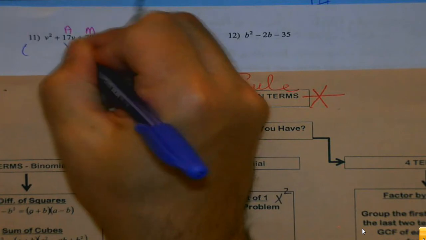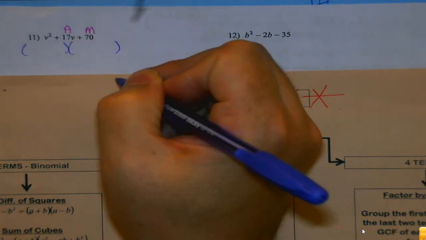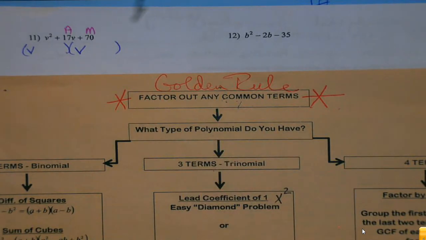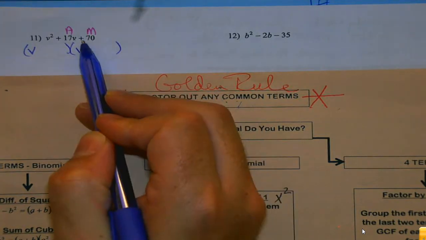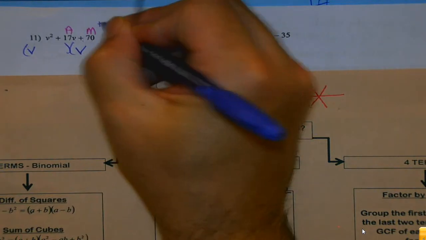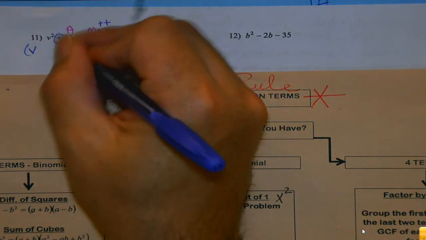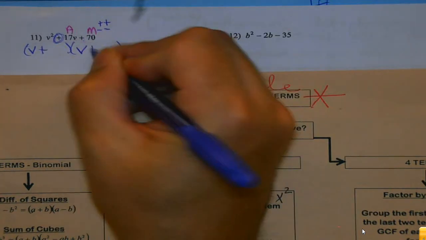So I get my parentheses set. I get my v's in the first slots. And my next job is to see if I can figure out in advance what the signs in the middle are going to be. Well, it's easy on this first one, because I see plus here, which means they're either both plus or both minus. Those are the two ways I can multiply to get a positive. But the sign in the middle is plus. So I know they're both positive.